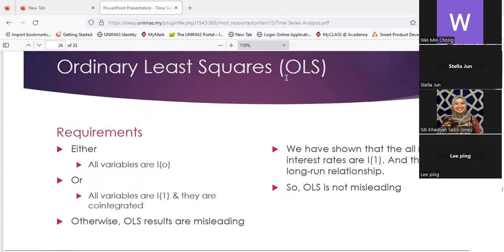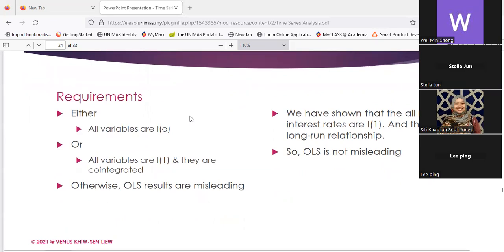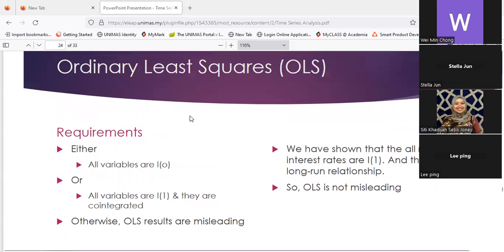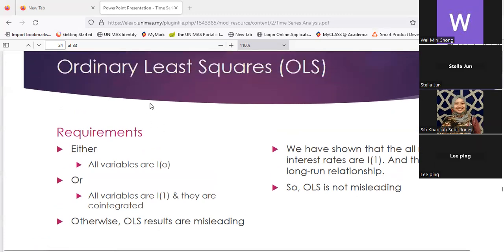Ordinary least squares, or OLS, estimation. Like other testing procedures, we need to fulfill the requirements of each technique. In the OLS, the requirement is that either all variables are integrated of order 0. That means you test the variables and they are stationary at the level. With that, you can go ahead to do your OLS.